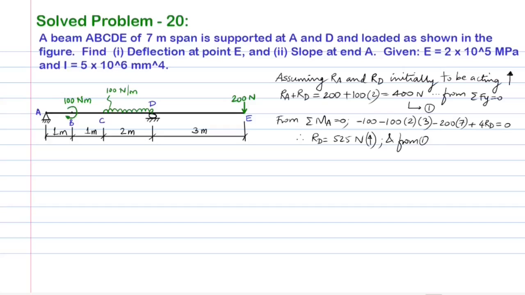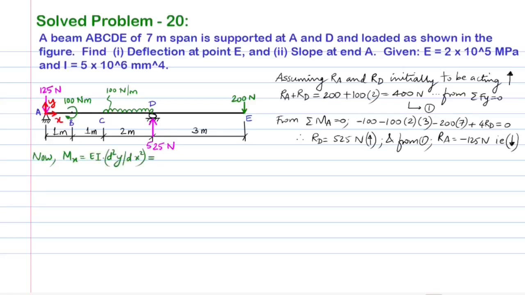The reaction value at A is found to be minus 125 newtons, minus indicating that the reaction is acting in downward direction as opposed to the upward direction as originally assumed. We show the reactions in the beam loading diagram for our reference. Now, let the coordinate system be shown at point A.